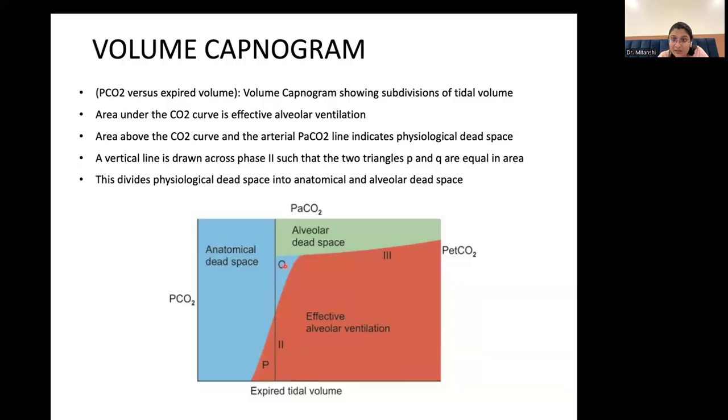Forming these two triangles divides the physiological dead space into anatomical and alveolar. The left-hand side of the vertical line is my anatomical dead space, and the alveolar dead space is formed by the right side of the vertical line. This is a little higher level. I don't think this will come in your exam, but it is a good concept to learn about dead space. Okay, all right.